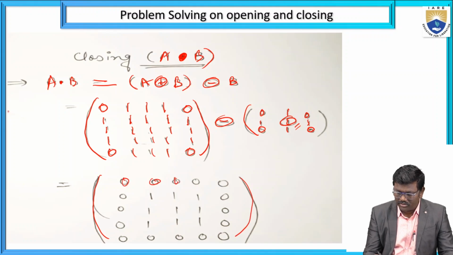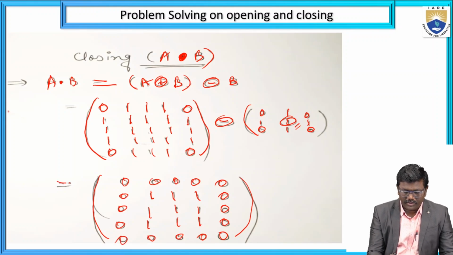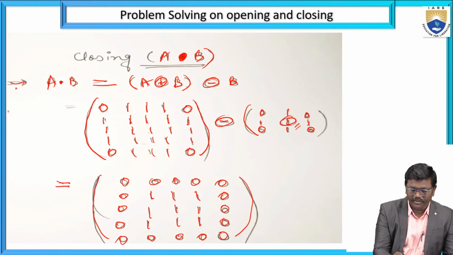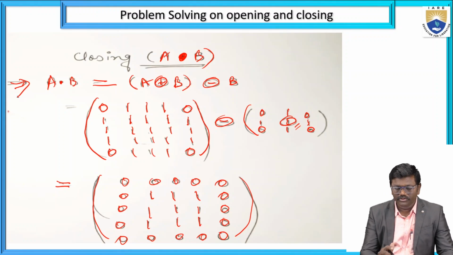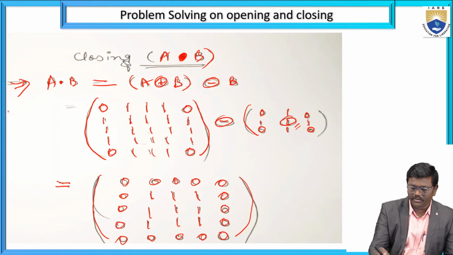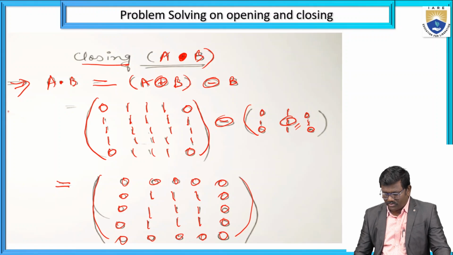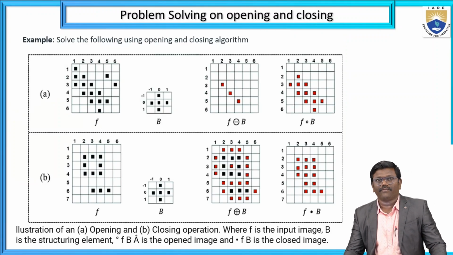So 0 0 0, and this 0 1 1 1 0 0 1 1 1 0, again 0 1 1 1 0 0 0 0 0 0. That is your final value. Understand? This is the closing. I want to write it very clearly. Is it visible, right? Yes, good.